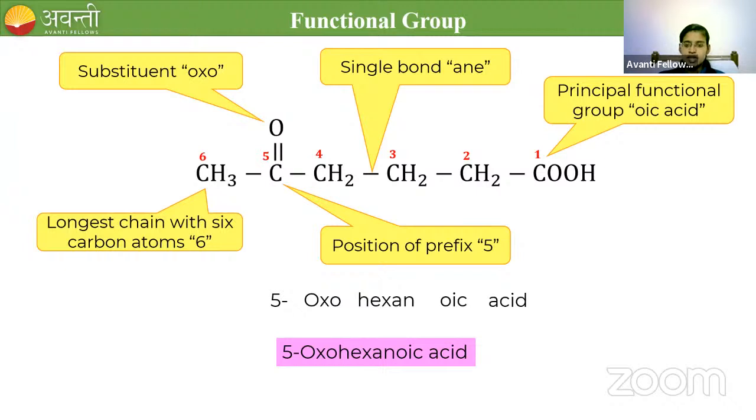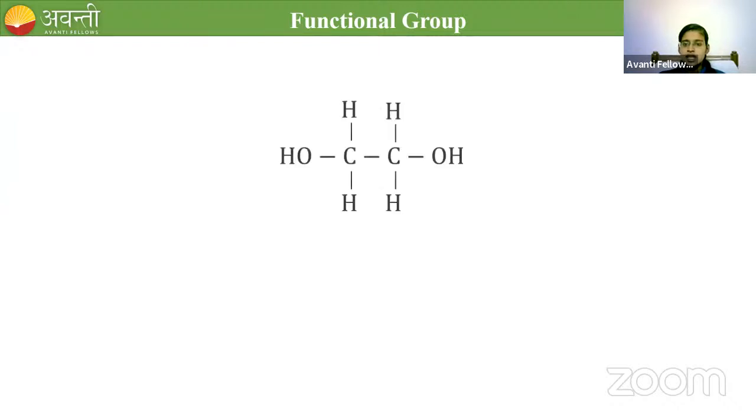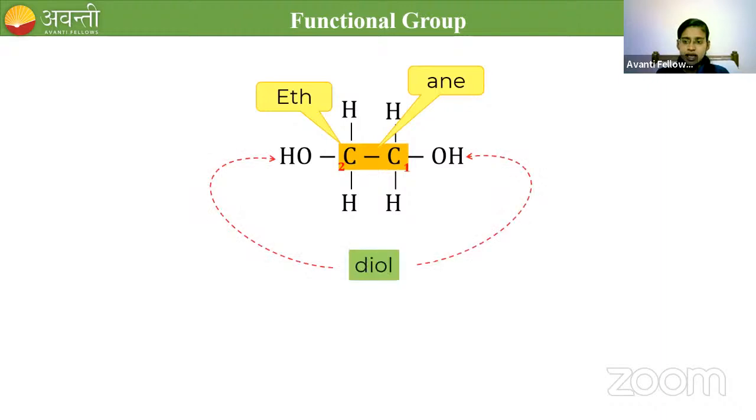Clear, right? Fine. What is the name of this compound? Can anyone try the name of this compound? We have 2 carbons. So the root word should be eth. And it has only single bonds. So it is ane. And we have 2 alcohols. So it is diol. Can you find out the name of this compound?